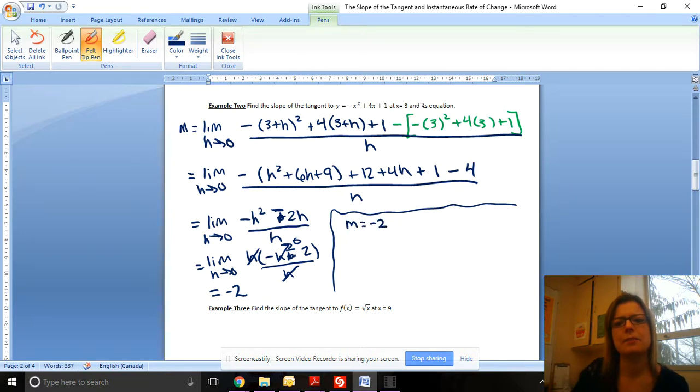Okay, but it asked me for the equation of the tangent as well. So the equation will be y equals minus 2x plus b. And now I can just sub in the point 3, 4 and solve for b. So 4 equals minus 2 times 3 plus b. So b equals 10. And my equation is y equals minus 2x plus 10.